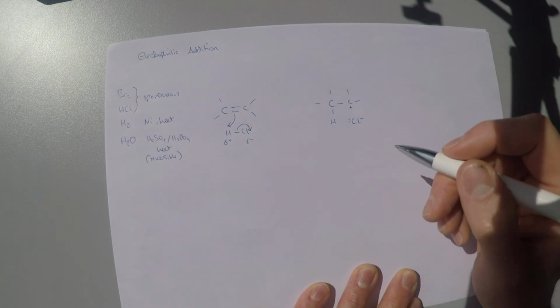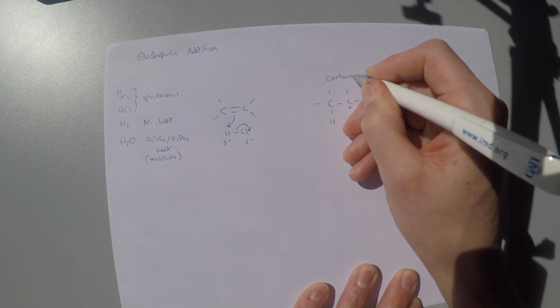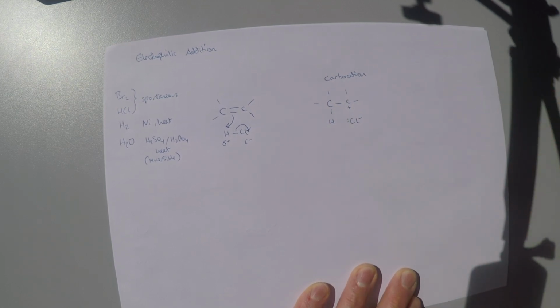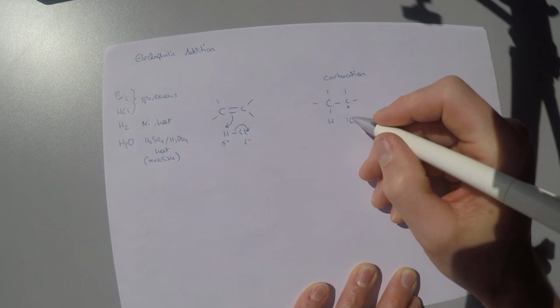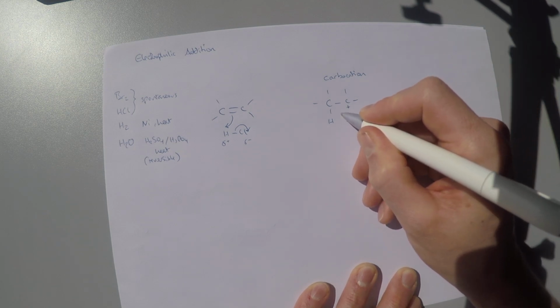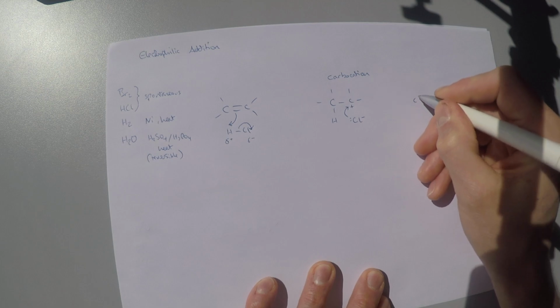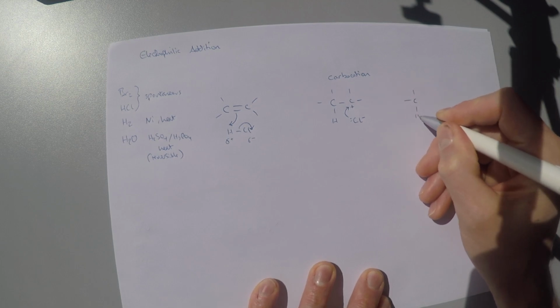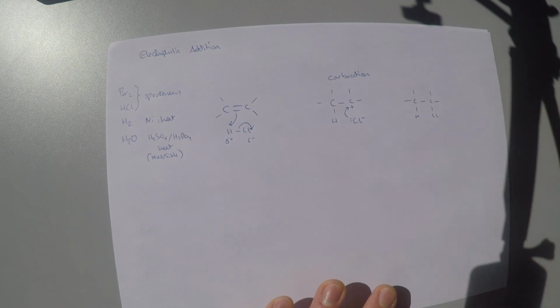So the intermediate that we form here with the carbocation will then react with the other half of the electrophile, in this case the halide ion, the chloride ion, and the electrons there will move towards the carbocation to form the product. So we've got the hydrogen on there, and the chlorine is now attached to the other carbon. So that's if you're using HCl.